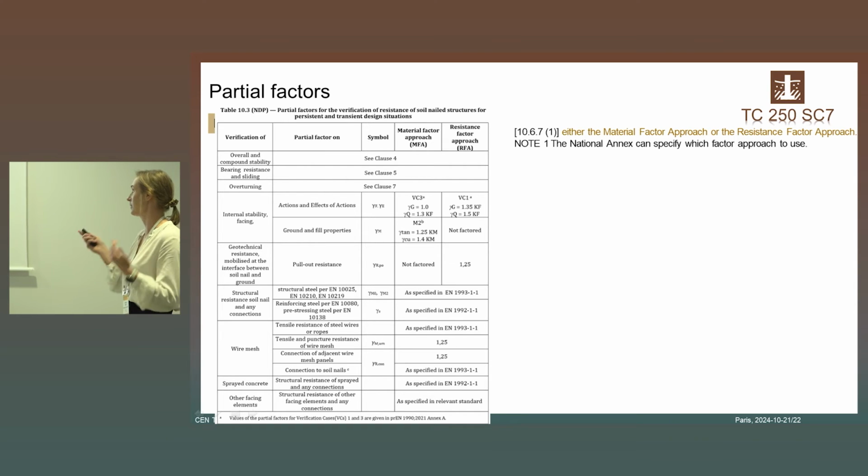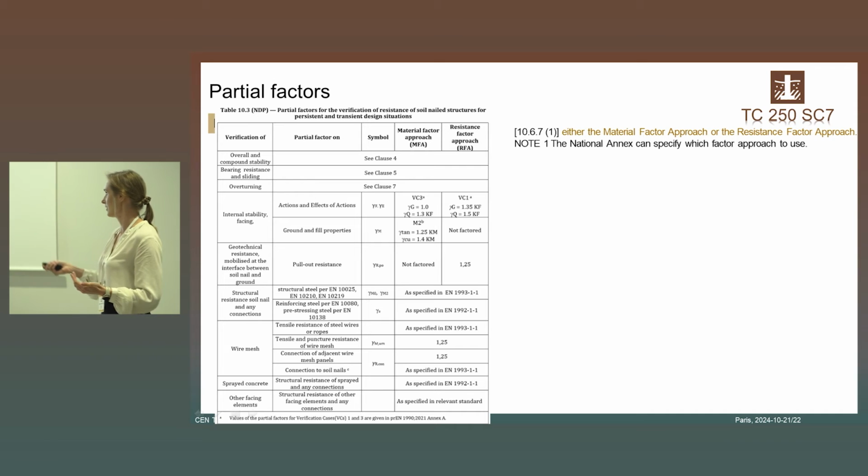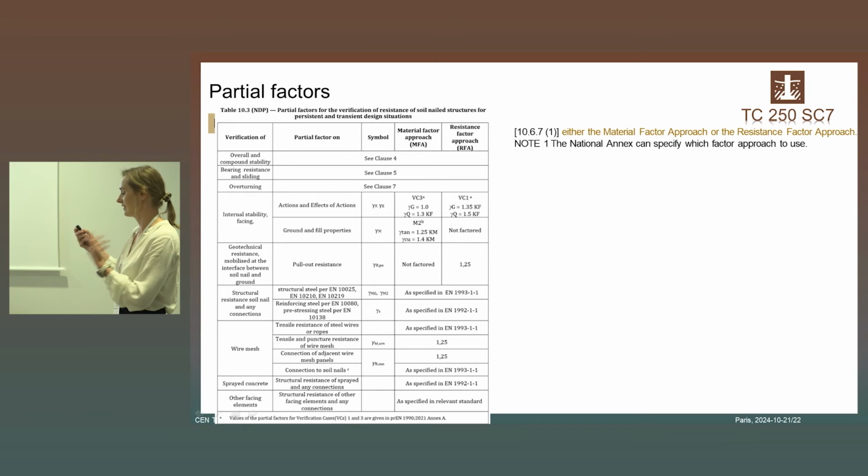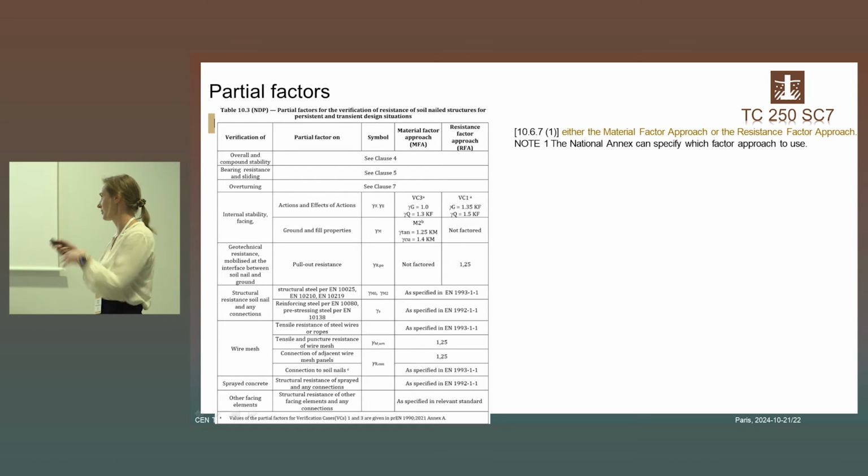And at the very end, partial factors. When we look into this big table with partial factors, we can notice this philosophy of design. So for general limit states, please calculate or check it according to the related clause, to the related structure we use soil nails in. Regarding the structural resistance of structural elements in soil nail structure, please use another structural Eurocode.